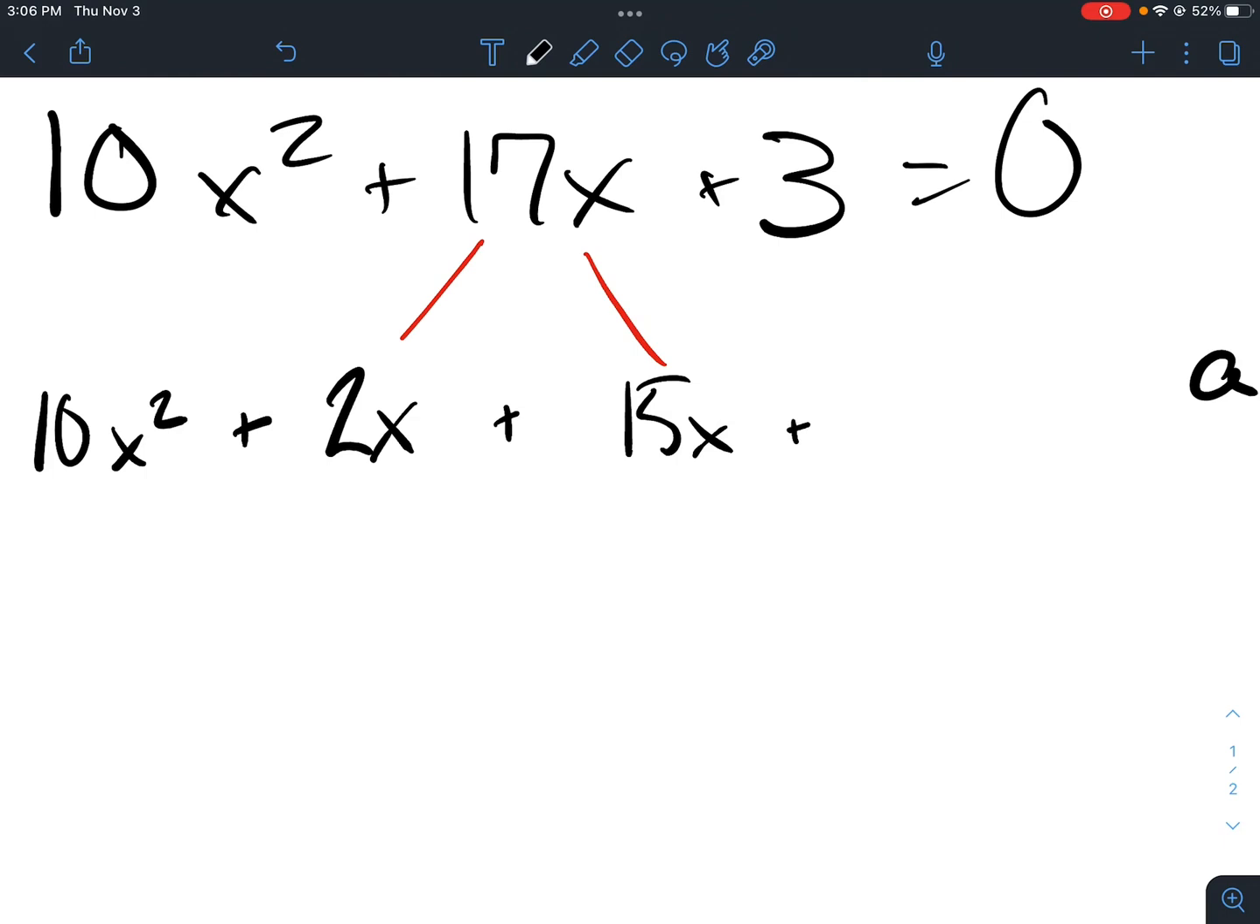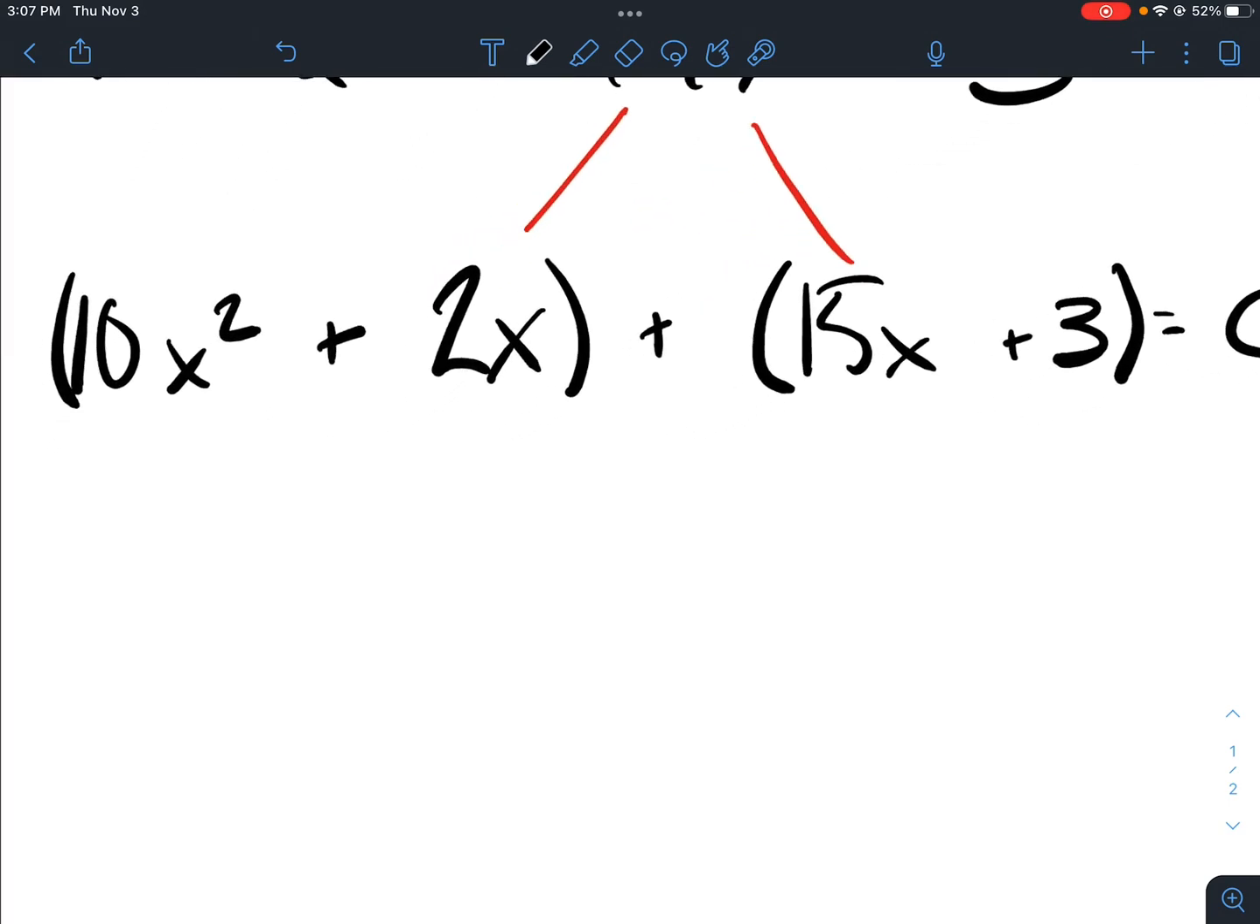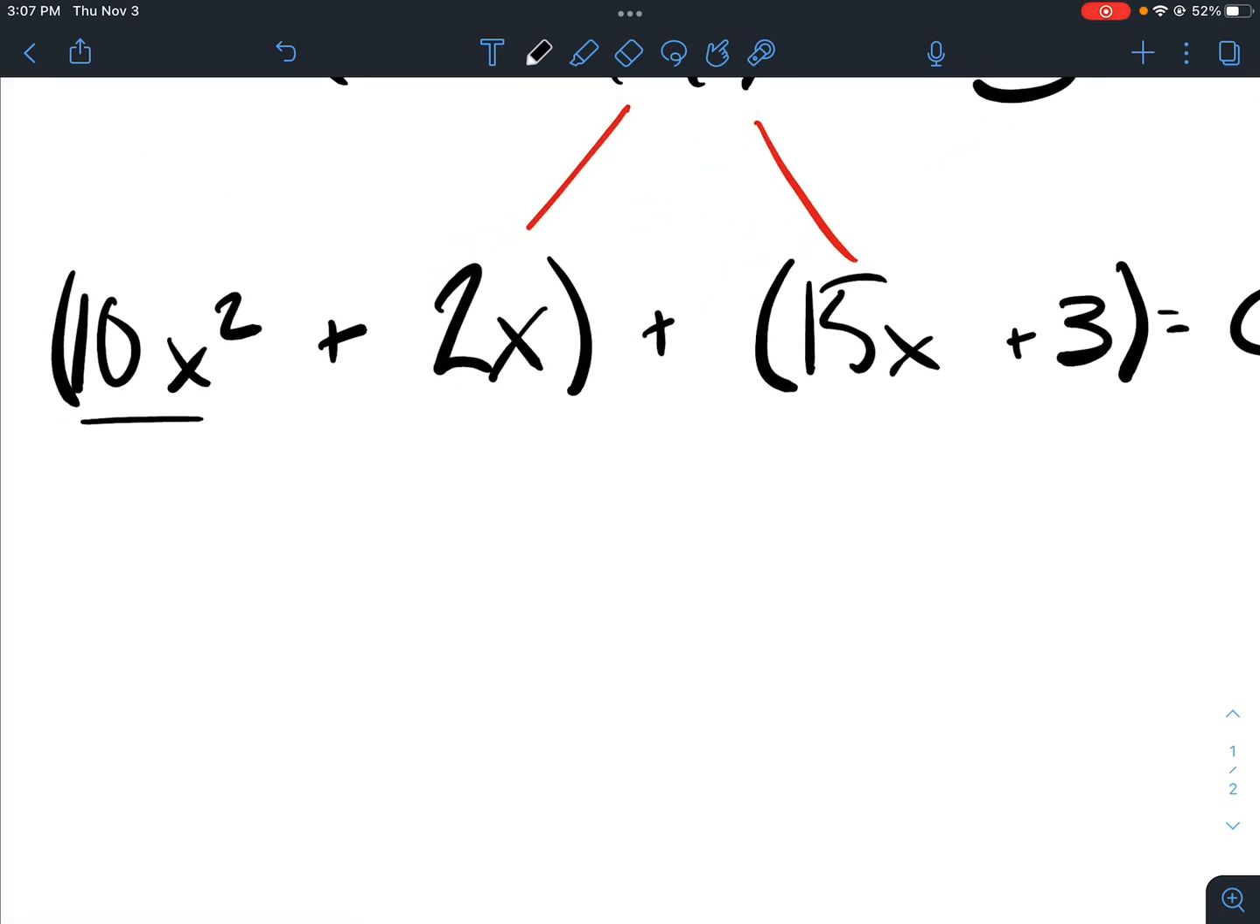We bring our 10x squared down and our 3 down. We still have it equal to 0. The next thing we do is factoring by grouping. We're going to create groups with the parentheses. So inside of these groups, we are then going to factor again.